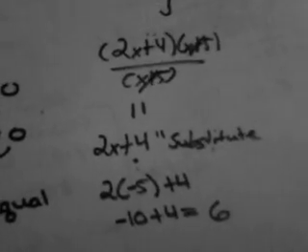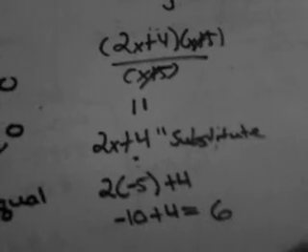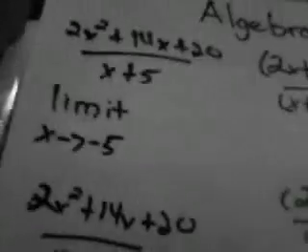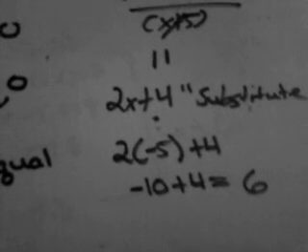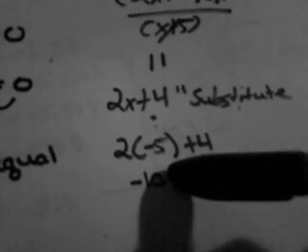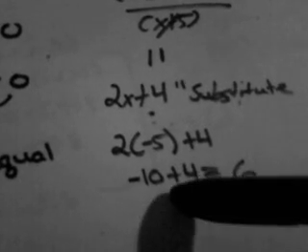The only thing left now is to substitute. So we put -5, which is the limit, into the expression, which is 2 times -5 plus 4. 2 times -5 equals -10, plus 4 equals -6.